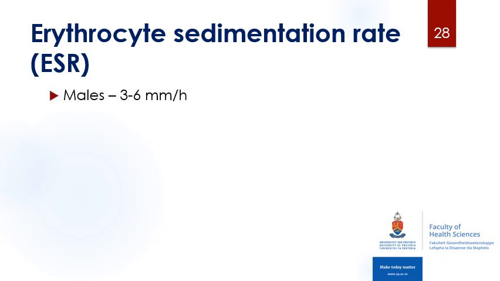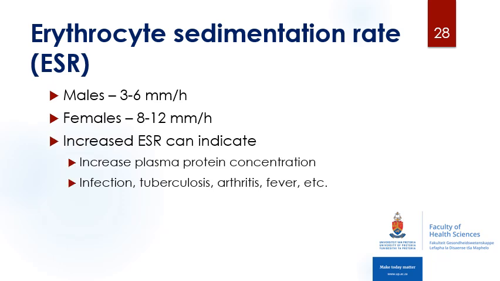So for males, a normal erythrocyte sedimentation rate is usually between 3 to 6 millimeters per hour. For females, it will usually be between 8 to 12 millimeters per hour. Because females have fewer red blood cells than males, they'll tend to settle a lot faster, so you'll have a faster sedimentation rate. An increase in your erythrocyte sedimentation rate can be caused by an increase in your plasma proteins. It can also be caused by infection, tuberculosis, arthritis, or a fever.